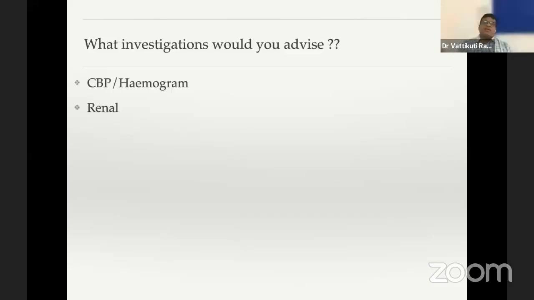So the CBP and the hemoglobin, because you are looking at infection, so you want to look at the counts, total leukocyte counts. The second is the renal function test because you are suspecting acute renal failure, and the routine liver function tests are not recommended in this patient. But since we are going to discuss this patient, I am going to talk about why we do liver function test in this patient.